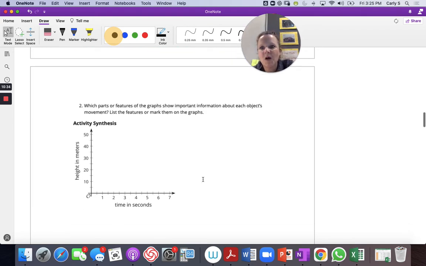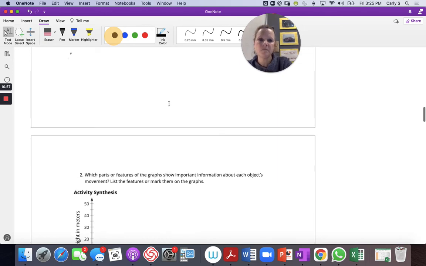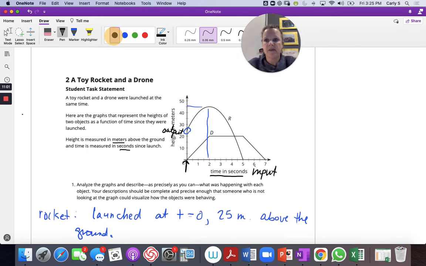All right, so we're not looking at this activity synthesis yet, so ignore that. Which parts or features of the graphs show important information about each object's movement? List the features or mark them on the graphs. So let's see, what are the things that we want to do? I know the height the rocket is launched from is very important. Okay, I'm going to push pause and copy that onto another page so I can look at it fresh.